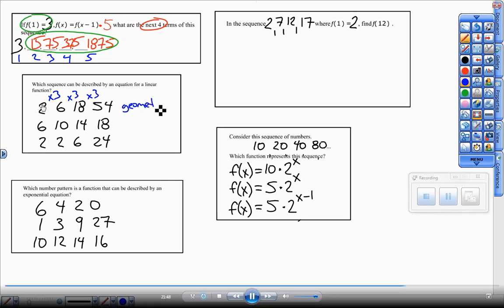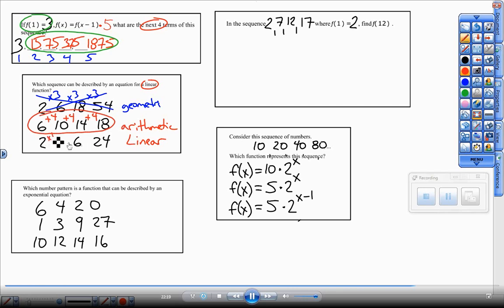This first set of numbers is timesing by 3. I know it's geometric. I know it's exponential. The graph is not straight. The second set, adding by 4, adding by 4, adding by 4, adding the same amount each time will give you a straight linear line. This is an arithmetic function, linear function, straight line, adding the same amount each time. This equation would be 4x plus 2.